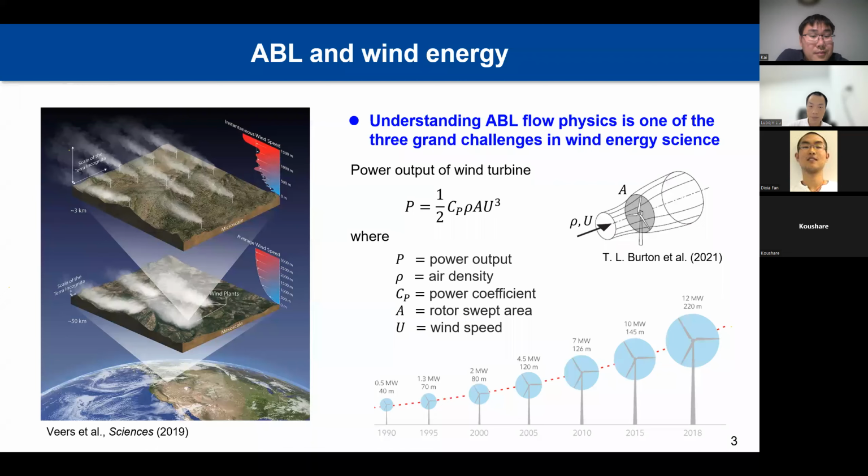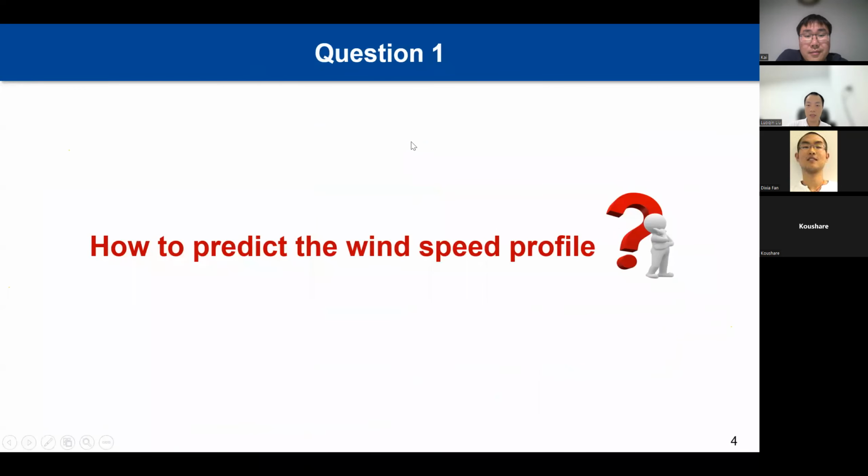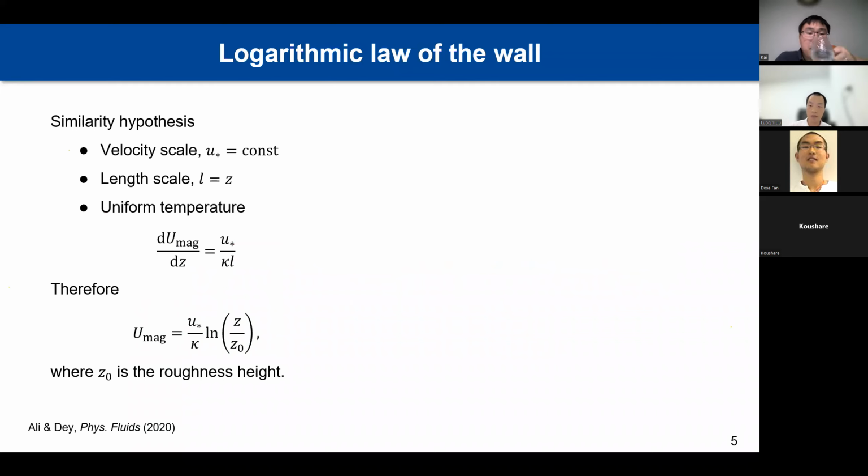So the first question I want to answer in this talk is how to predict the wind speed profile. When talking about the wind speed profile, or the velocity profile, what comes to my mind first is the famous log law. This law was first derived by Prandtl and von Karman. And this law is based on several assumptions. For example, it is assumed that the velocity scale can be taken as the friction velocity, and this velocity is taken as a constant through the boundary layer.